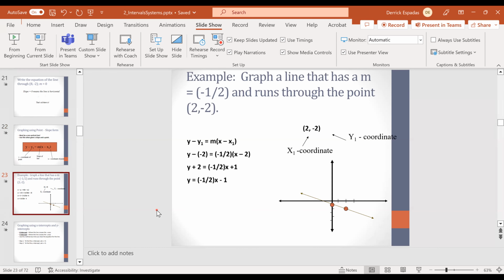Graph a line that has m equals -1/2. So we're given the slope in this example, which is great, that's slightly less work we have to do, and the line runs through the point (2, -2). So we have an x coordinate and a y coordinate. We start off by writing down our formula.